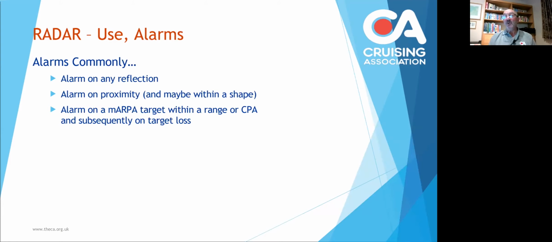So it might give you an alarm on any reflection. It might give you an alarm on a proximity, i.e. something within a mile, or maybe within a shape. So you can say, I want the alarm to go off with anything that's a mile in front of me, but astern of me, I'm only worried about half a mile. You could also set the alarm on a MARPA target. So you can say, okay, I want an alarm on a MARPA target if its CPA is going to be less than half a mile. Or also on target loss, because occasionally MARPA will lose track of an object. And again, it can give you an alarm to warn you of that, and you can then re-grab it.